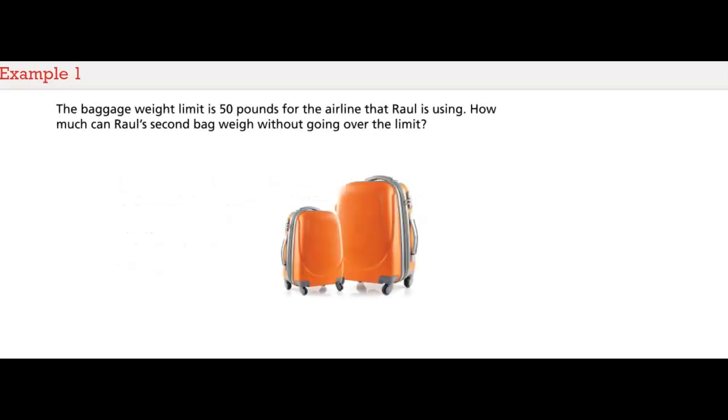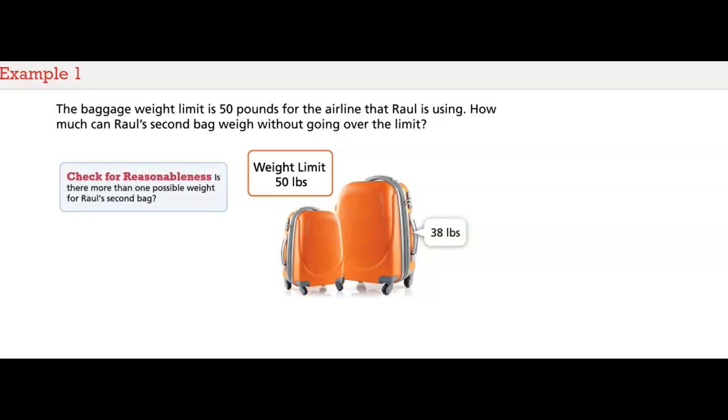The baggage weight limit is 50 pounds for the airline that Raul is using. Raul's first bag weighs 38 pounds. How much can Raul's second bag weigh without going over the limit? Is there more than one possible weight for Raul's second bag?